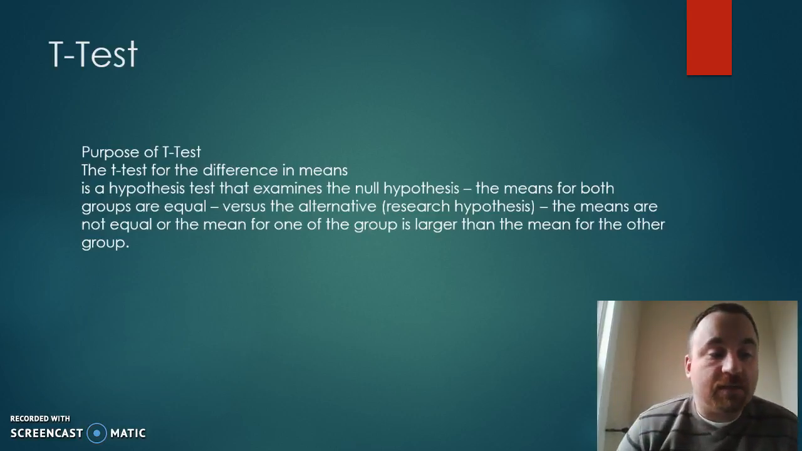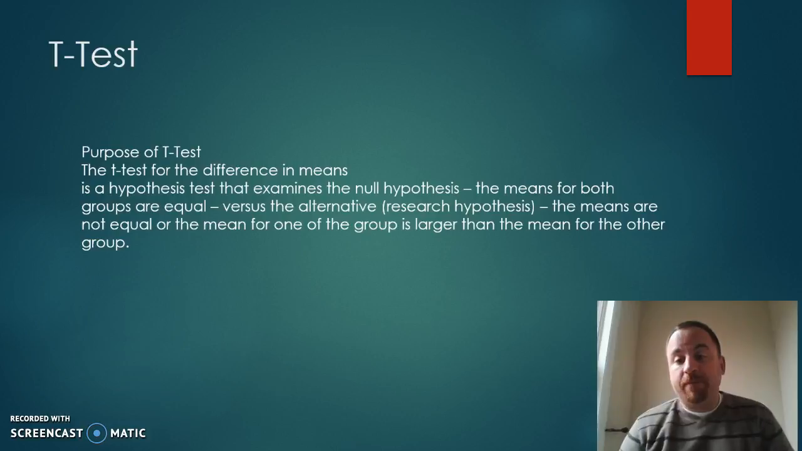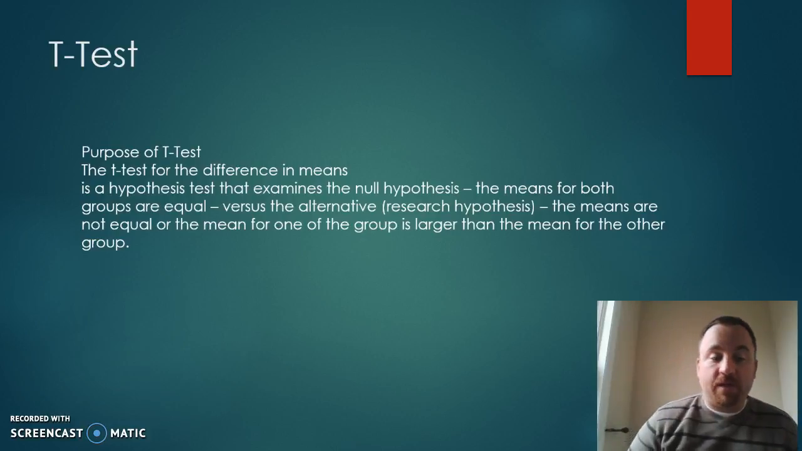The t-test. We use a t-test when we're trying to determine the differences in means. This is a hypothesis test that examines the null hypothesis: the means for both groups are equal, versus the alternative hypothesis: the means are not equal, or the mean for one of the groups is larger than the mean for the other group.